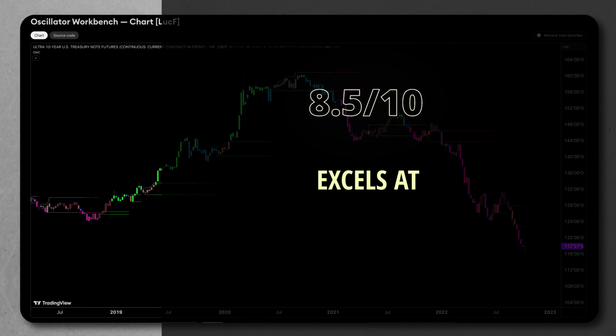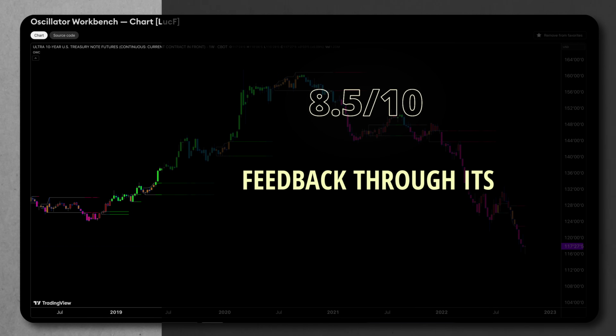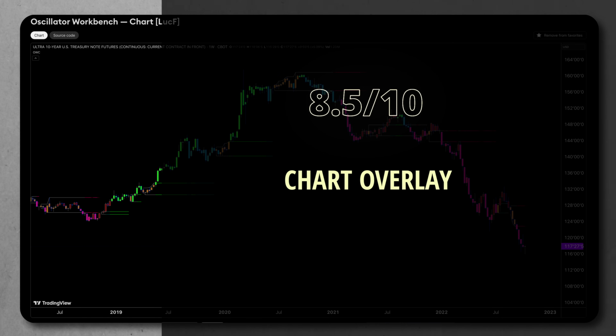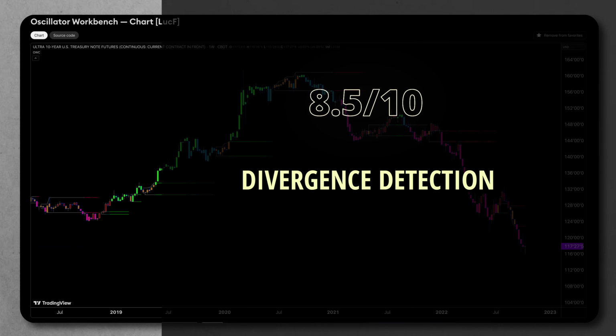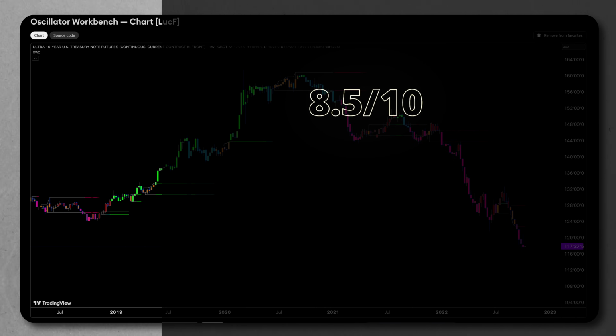This indicator excels at consolidating multiple technical perspectives into coherent visual feedback through its innovative price chart overlay approach. The dual-channel methodology provides robust confirmation systems, though the divergence detection may produce premature signals during ranging markets.